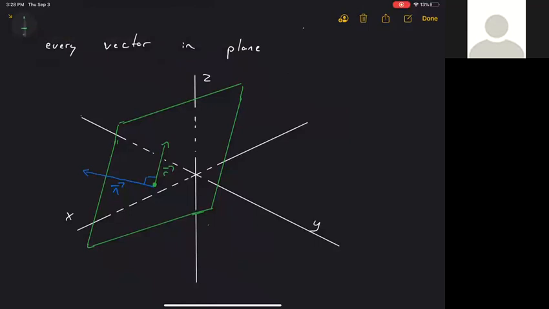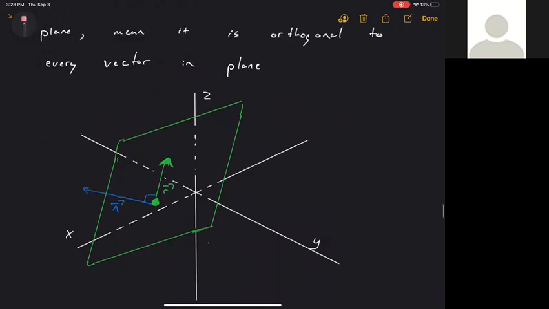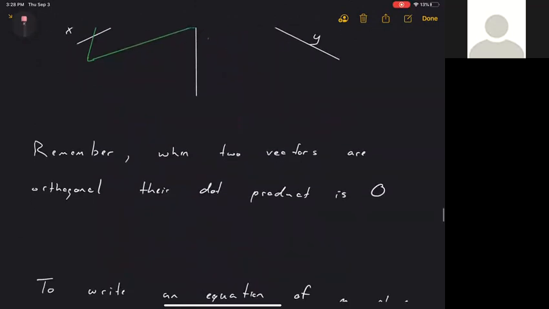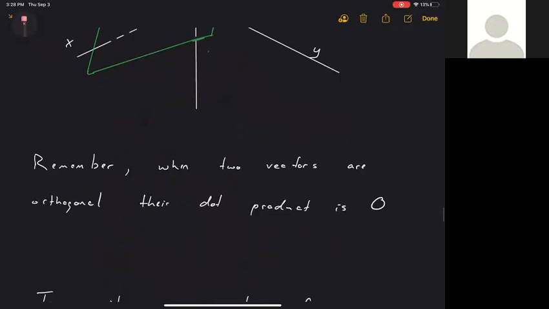This is just some vector in the plane. The plane goes on forever this way, and it goes on forever that way, and in a bunch of other directions. But this vector here, with starting point here and ending point here, is inside the plane. So if n is orthogonal to the plane, it has to be orthogonal to that vector in particular. And remember, when two vectors are orthogonal, their dot product is 0.